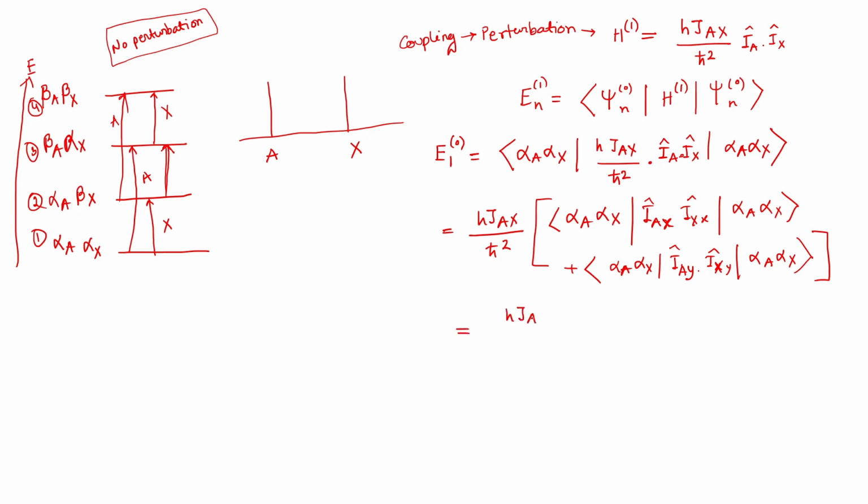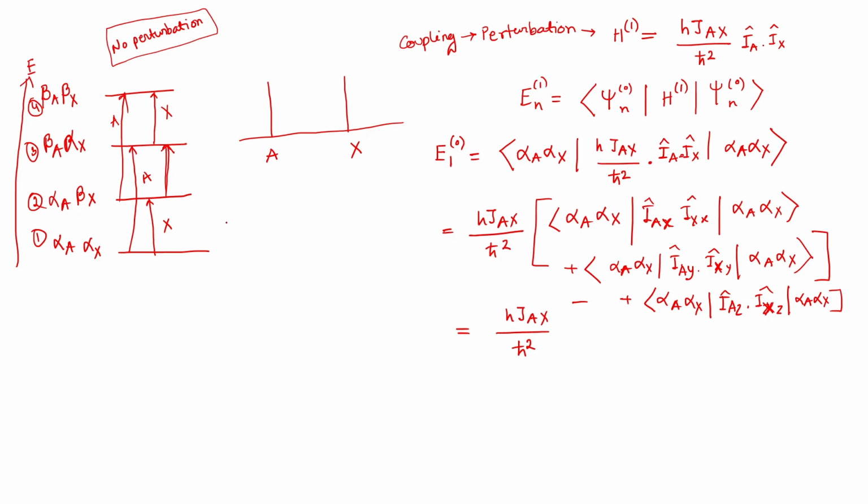H J_AX by h cut square. Acha, I have missed one, so I will write that. So alpha A, alpha X, I A Z. Previously I was writing it as Z A Z X. Right now I am writing it in a slightly different way. Those are the same thing. Okay.